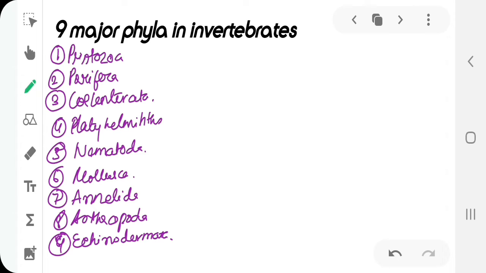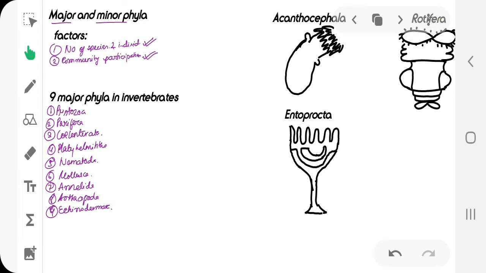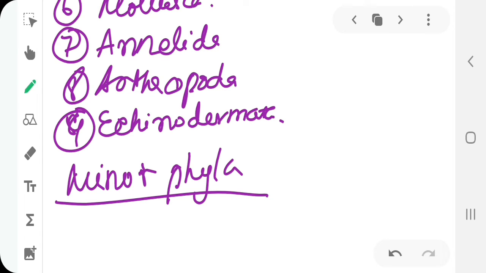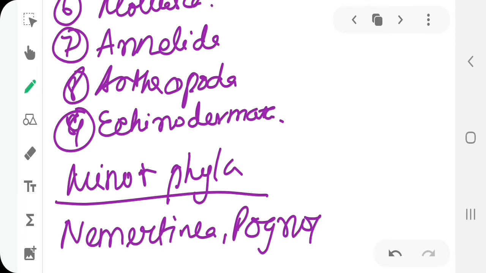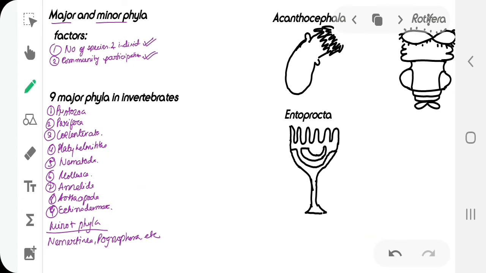Now there are a few minor phyla. For example, the Rotifera, Acanthocephala and Entoprocta. Other than that, there are others also. Some of the other minor phyla include Nemertinia, Pogonophora, etc. So these are the major and minor phyla. Now we are going to see the description of a few of the minor phyla.